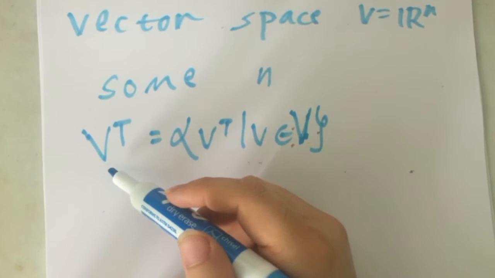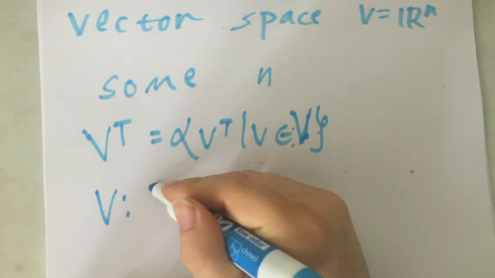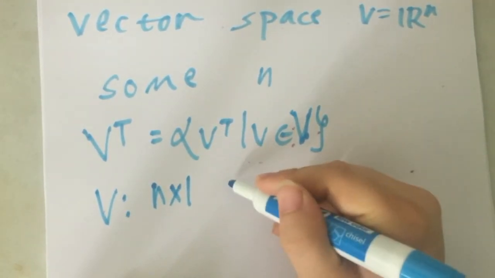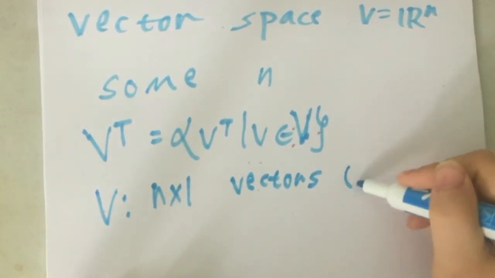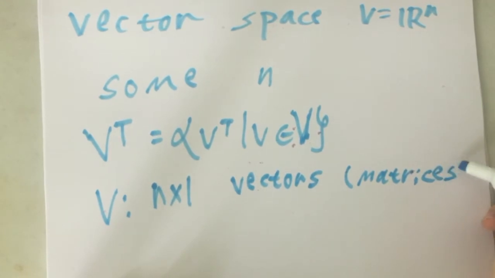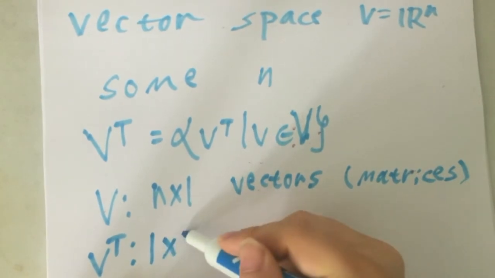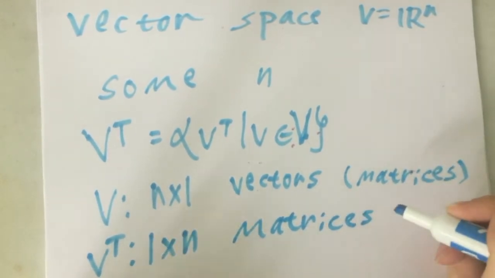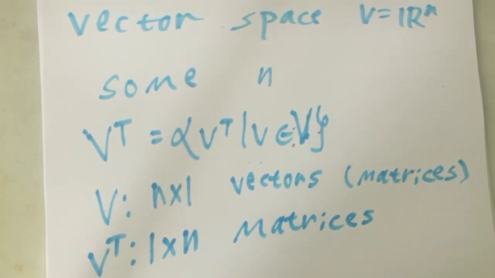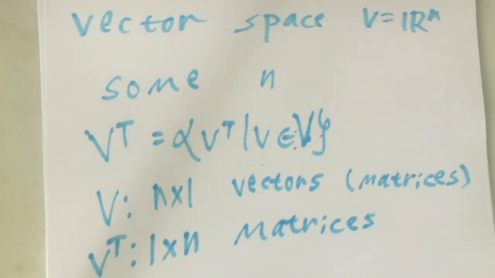So V is the set of n by 1 vectors, or matrices. And V transpose is the set of one-row matrices. So this looks more like matrices than those. I mean, you can see that there's a one-to-one correspondence between them.